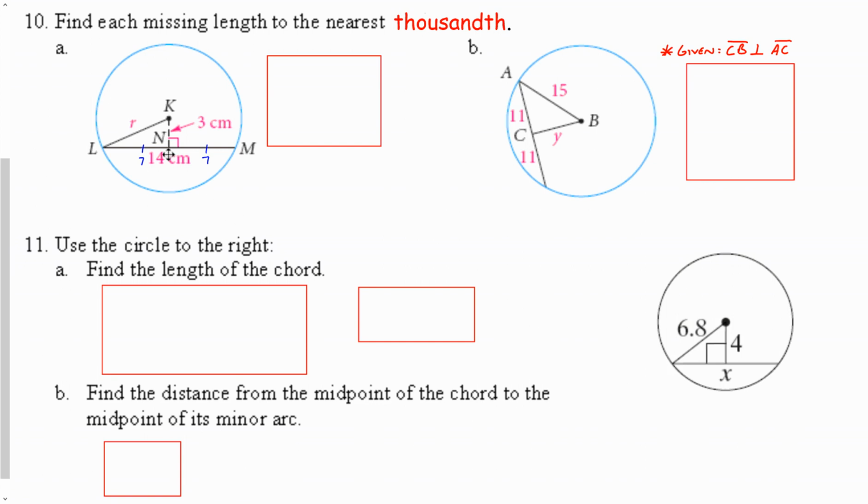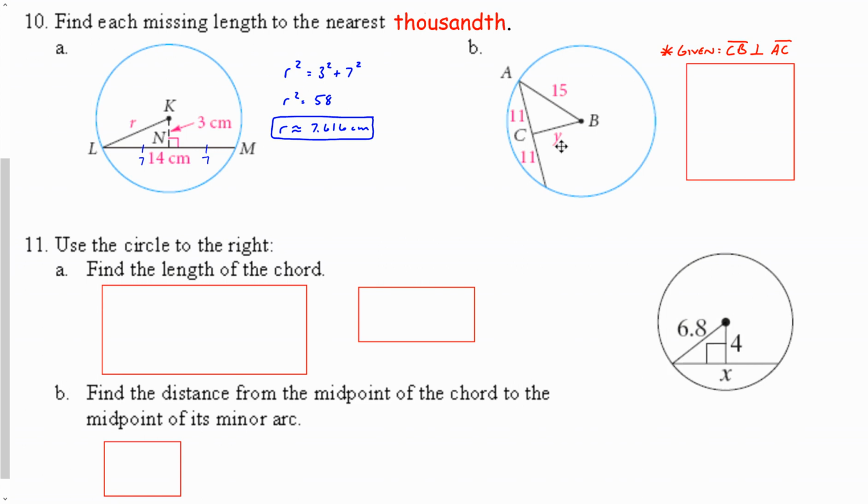Now, once we have this, we can just focus on this right triangle, triangle KLN, and use the Pythagorean theorem to figure out that missing radius. So the radius would be the hypotenuse of that right triangle. So we would set up the Pythagorean theorem like this. Then when we simplify, we would find that the radius is approximately 7.616 centimeters.